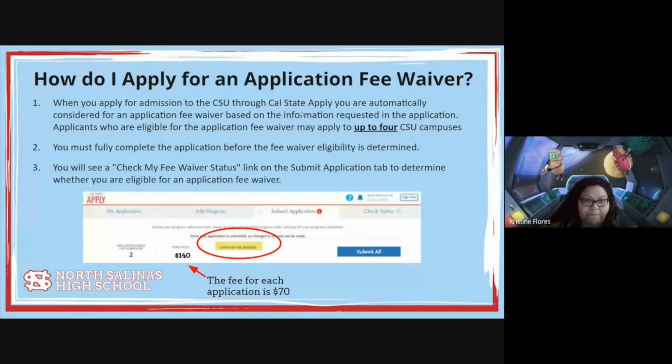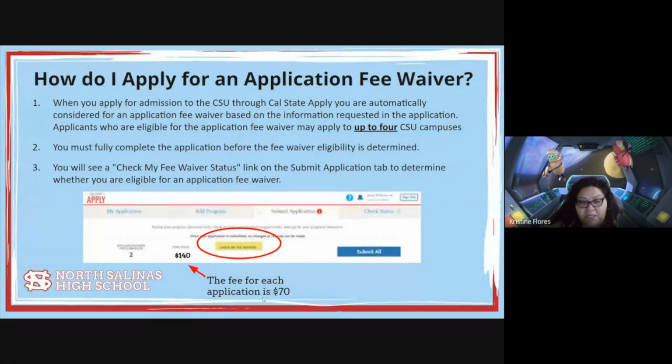So the students that are eligible for the application fee waiver, you can apply for up to 4 CSU campuses on a waiver, okay? And you must fully complete the application. So sometimes students look and then they're like, oh, I don't know if I'm getting a fee waiver or not. But you have to wait until you complete your application, and then you go here to check my fee waiver status, right here in yellow. Once you click on that link, it will tell you if you did or did not get a fee waiver, and then you would submit your application.